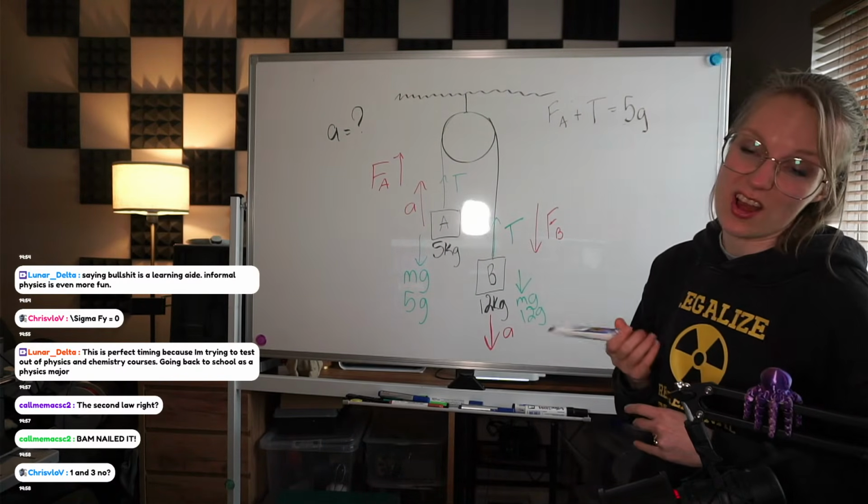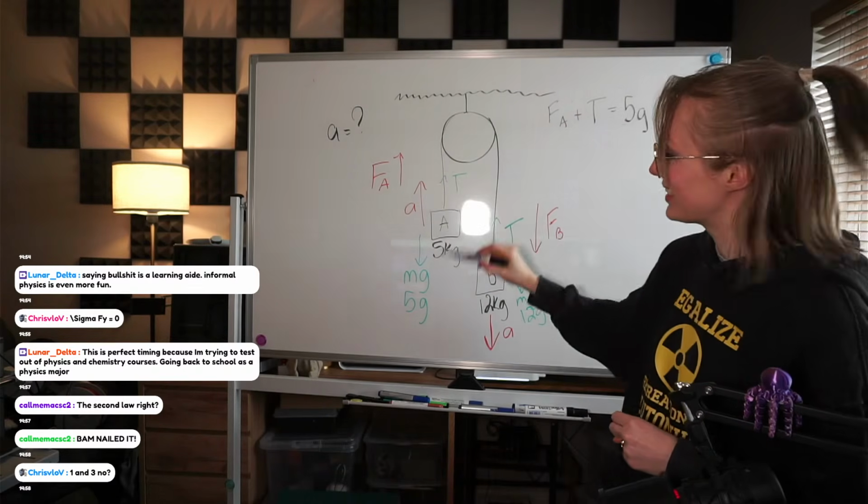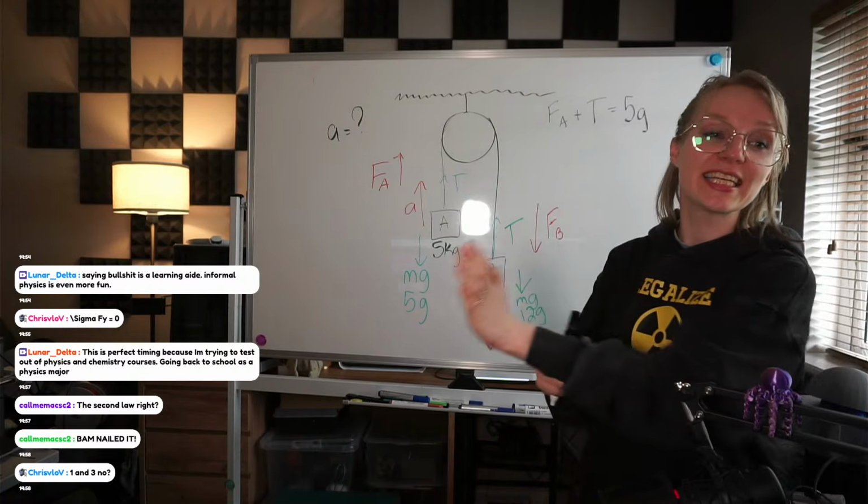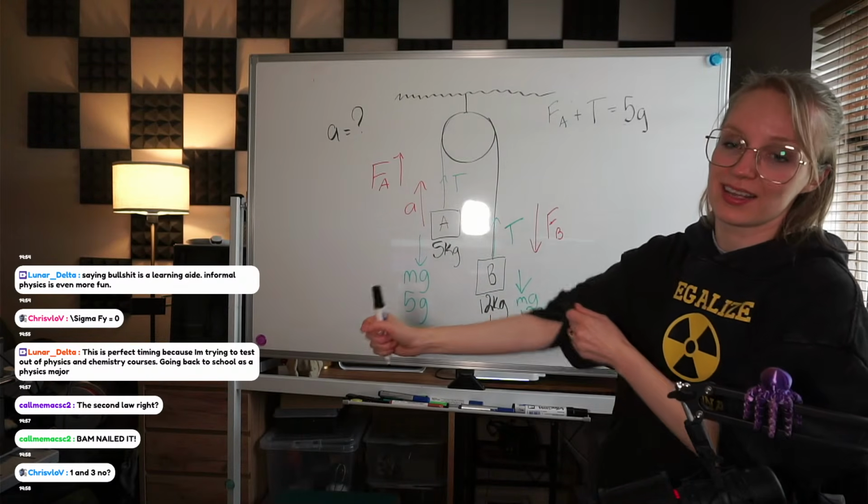No, mostly it's the second law. F is equal to ma. This is ma. This is ma. And it's all the forces equating each other. That's why I think it's the second law mostly. Honestly, it's a combination of everything. If you really think about it, it's a combination of everything.